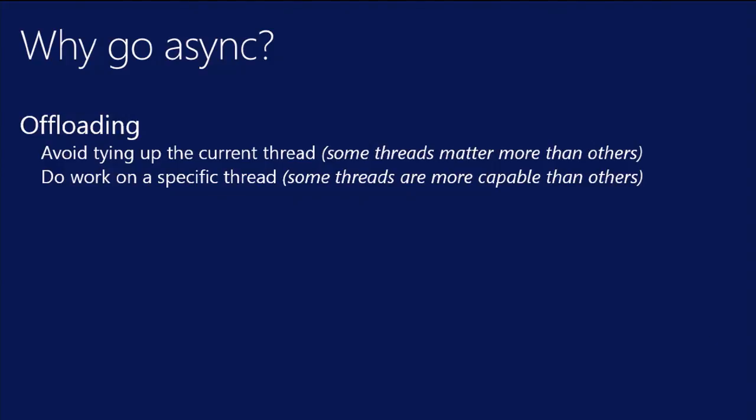For example, I have some work. I'm on the UI thread. I want to do some CPU-bound work. I can't be doing that on the UI thread. I need to go off and do that somewhere else. I need to do it on a background thread, right? So I'm going to avoid tying up this special thread. Some threads like the UI thread in XAML apps are special, and they have special privileges, and there's only one of them, right? And you don't want to block it. So that means some threads matter more than others. I might want to push this work off.